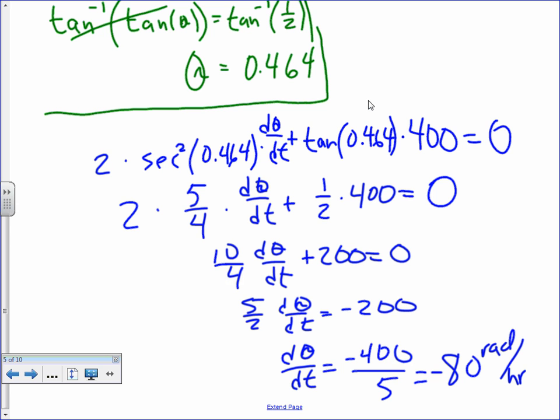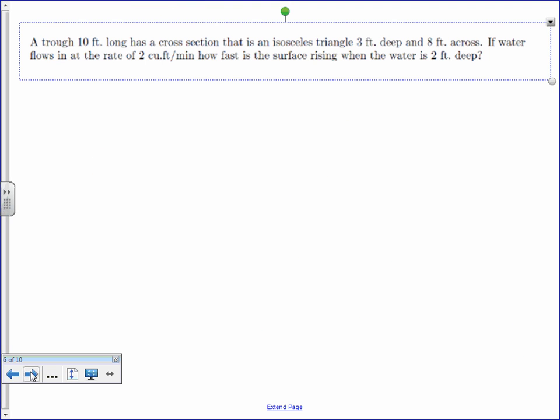So if anybody has any idea and wants to play Stump the Teacher and tell me what I'm missing here, that'd be great. But I'm pretty sure after my research that this answer here is correct. If you catch any errors in any of my answer keys, please do tell me so that I can make sure I update those. All right, let's go on.